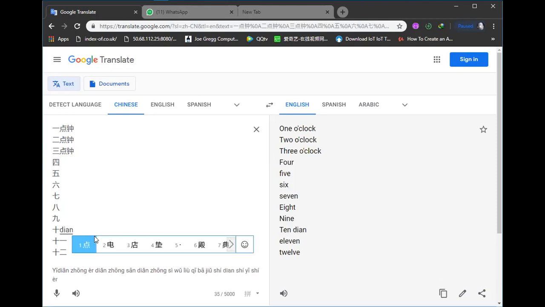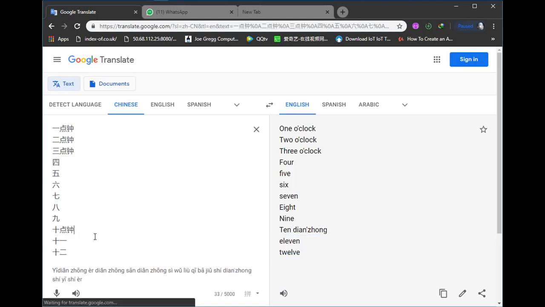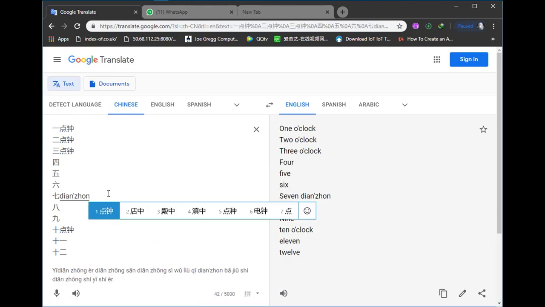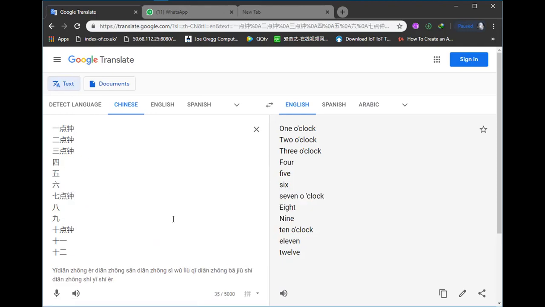10 Dian Zhong, that's correct. Okay, so you see, you get the idea now. We just put the number and we add the Dian Zhong after it. What's 7 o'clock? Qi Dian Zhong. Very good. That's correct.